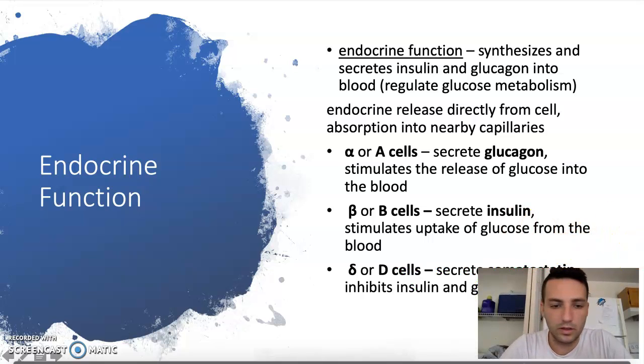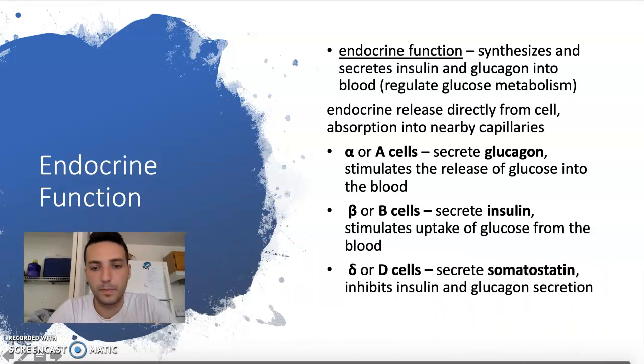Let me move this so you can see better. These endocrine functions mostly focus on the synthesis and secretion of insulin and glucagon into the blood. These are directly released from cells and absorbed into the nearby capillaries. Remember that endocrine functions are directly regulated by blood. So they are released into the bloodstream, which then they go on and interact with what they need to.